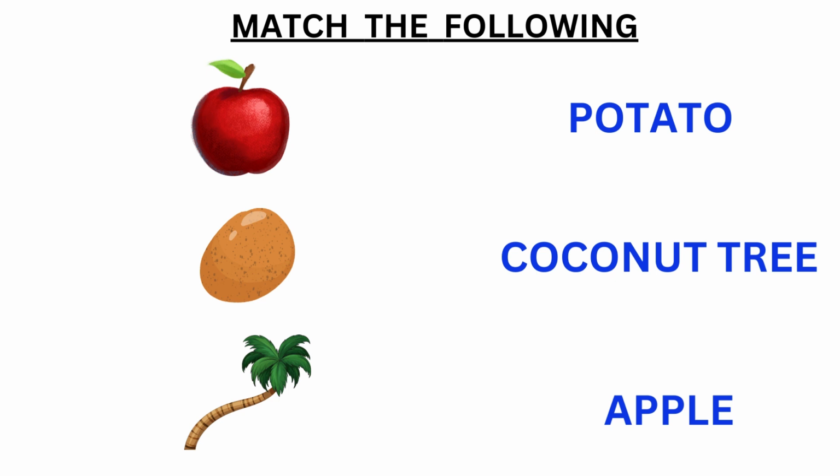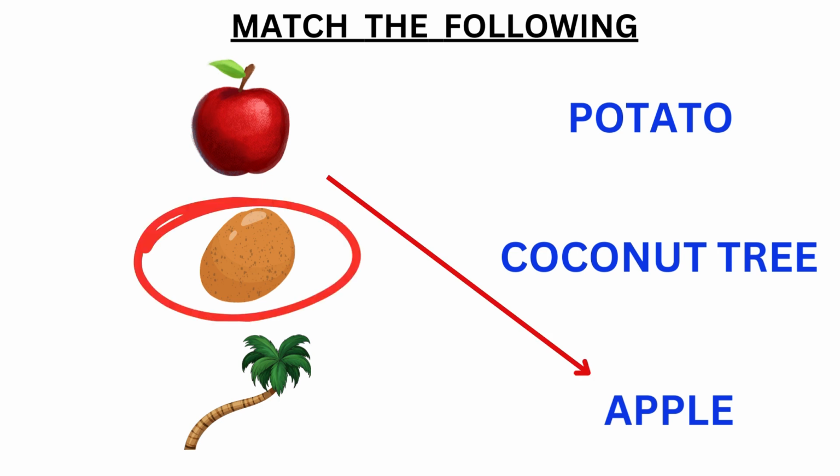First, a round juicy red fruit. What do we call this delicious fruit? It's the apple. Second, a starchy vegetable that grows underground and is commonly used in cooking.